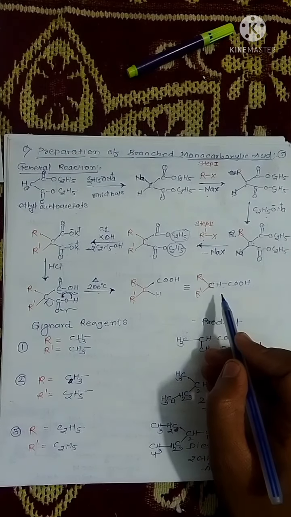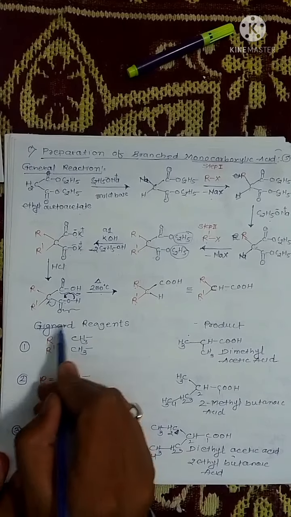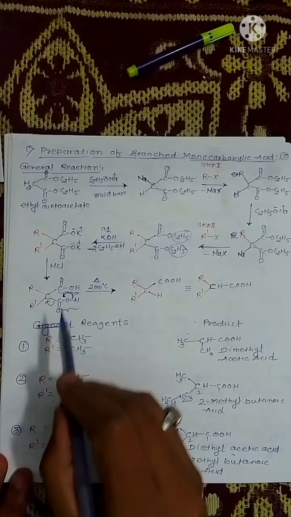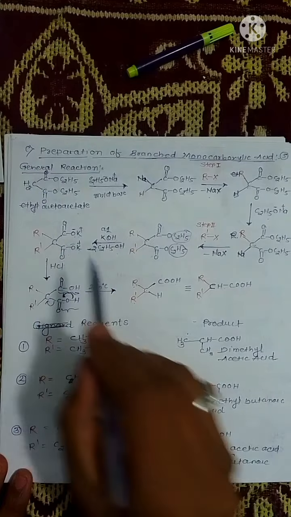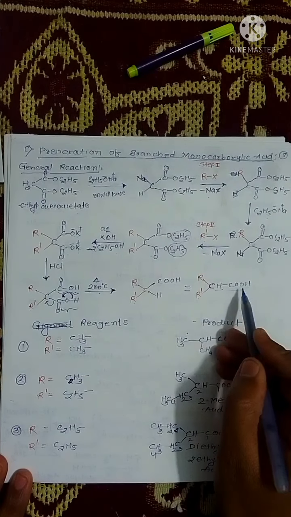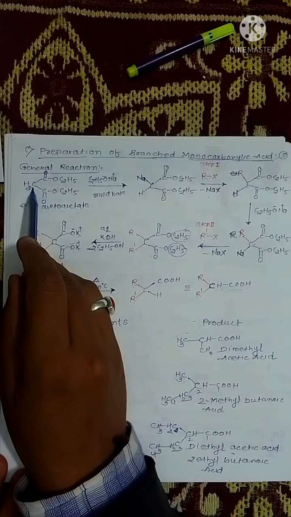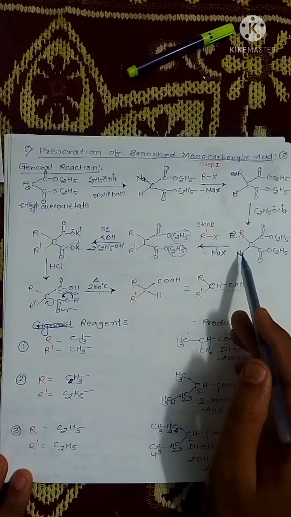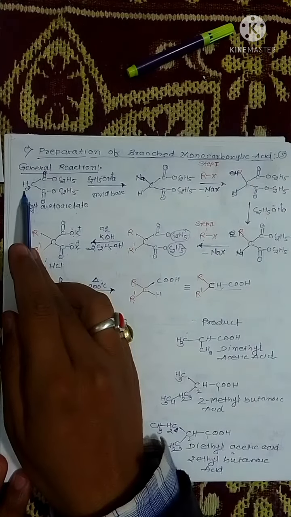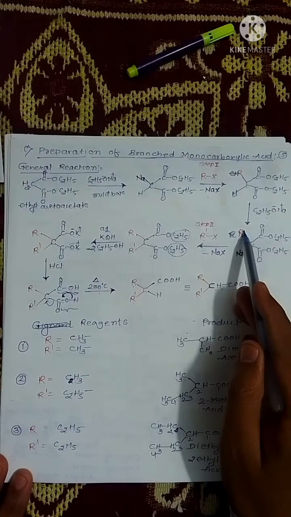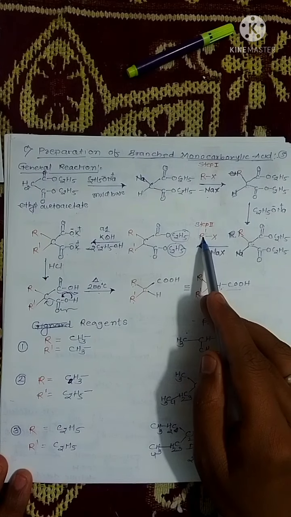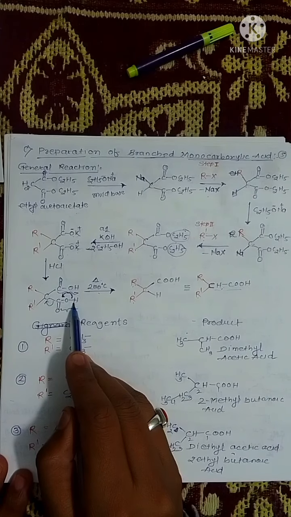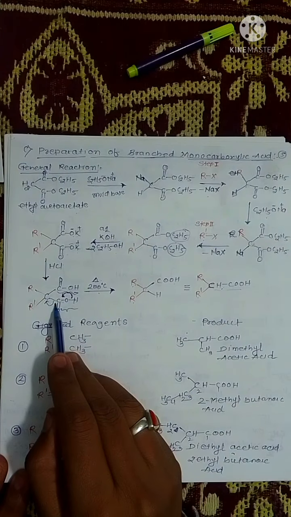Now, this is with alkyl halide. If we compare the structure of malonic ester and the product, we see that at the active methylene carbon, during this whole reaction sequence, both active hydrogens are replaced by R and R dash, that is, alkyl groups, and this carbon again gets a hydrogen during the decarboxylation reaction.